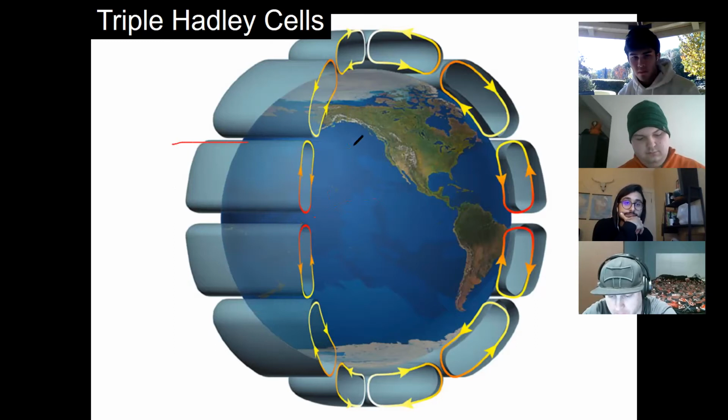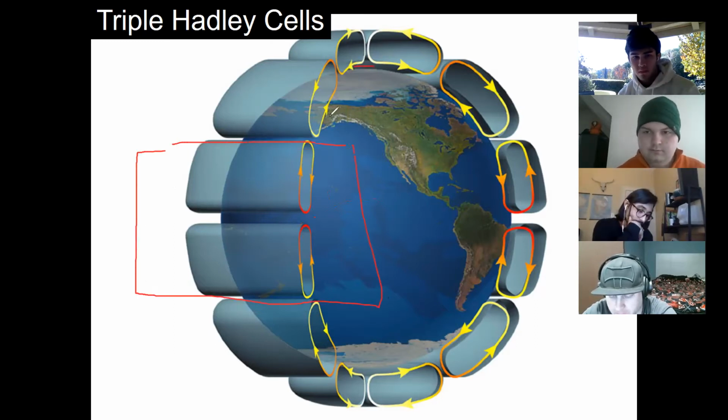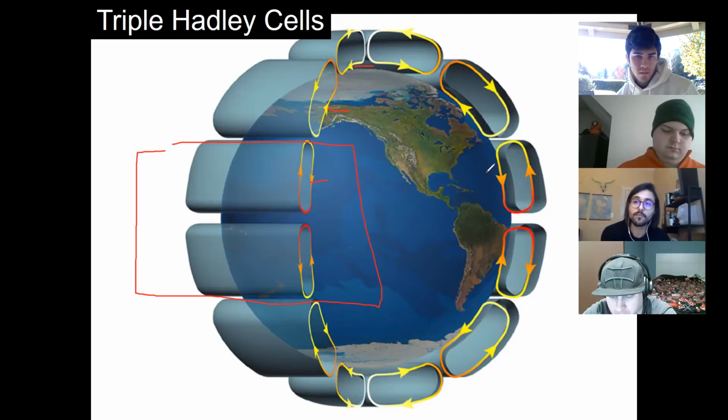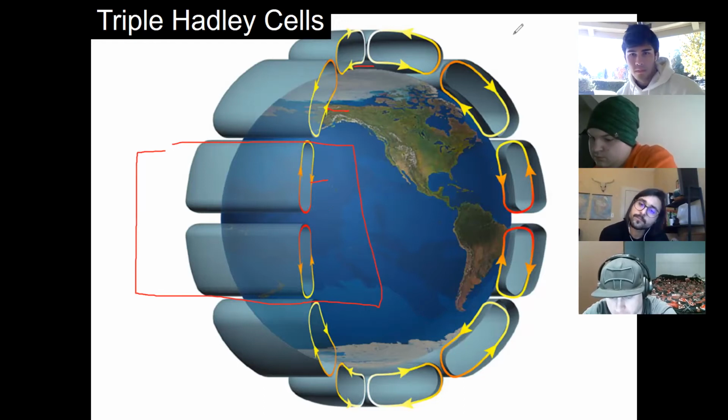By the way, let me ask a question. We have 1, 2, 3 Hadley cells per hemisphere, right? Now, anyone can answer this, but what do you think would happen if Earth rotated even faster? Like, instead of 24 hours, what if it rotated in like 10 hours or 11 hours? Like the planet Jupiter does. You'd probably have more Hadley cells to make up for it.